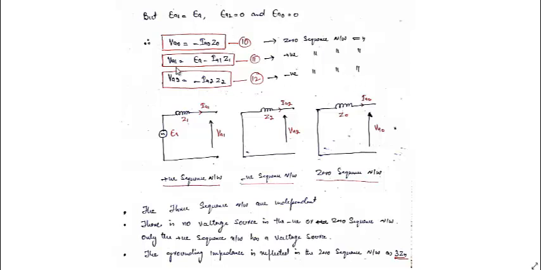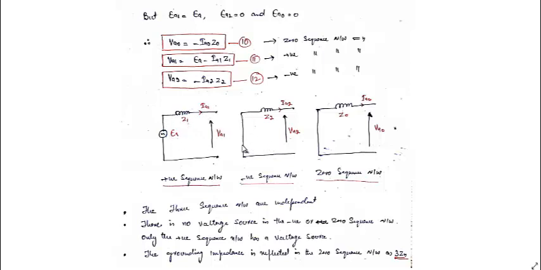Now these equations can be represented in terms of networks also. The positive sequence network is this, where we have EA, that is the source voltage. When we subtract a voltage drop from EA, we get VA1. That is, the circuit can be made like this. You can see EA, current IA1 is flowing through this circuit, and Z1 is the impedance. When this voltage drop is subtracted from this, we get VA1.